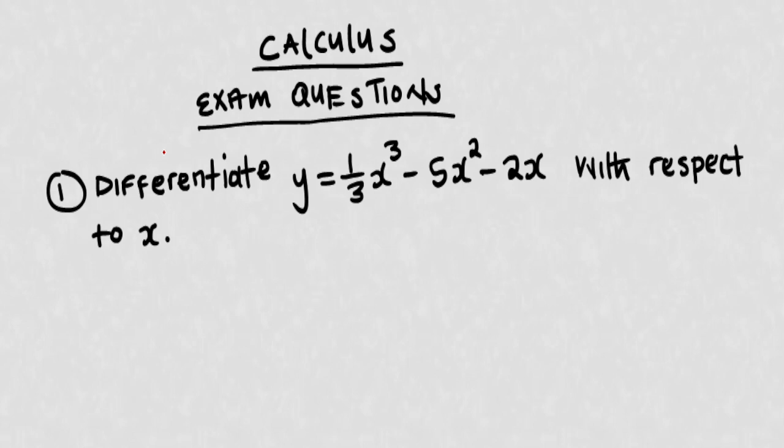Right. So the first thing we're going to do is write the equation that we've been given, that is y is equal to 1 over 3 x to the power 3, then minus 5x squared, then minus 2x. Then how do we differentiate now?